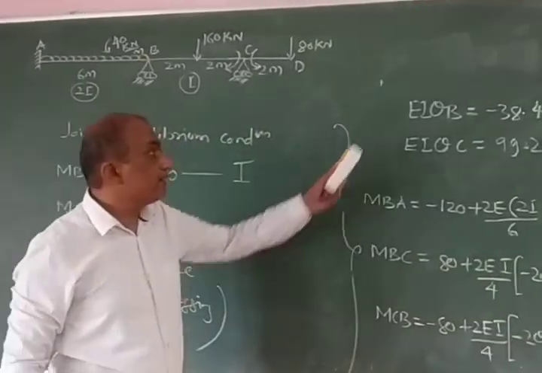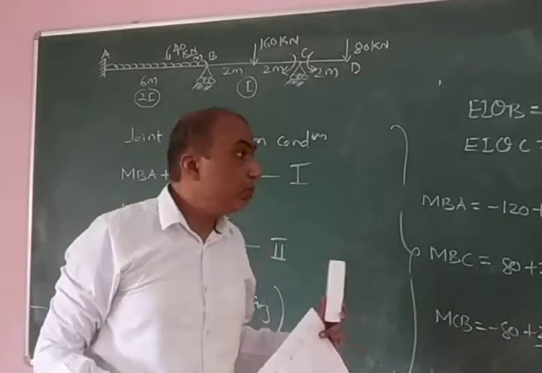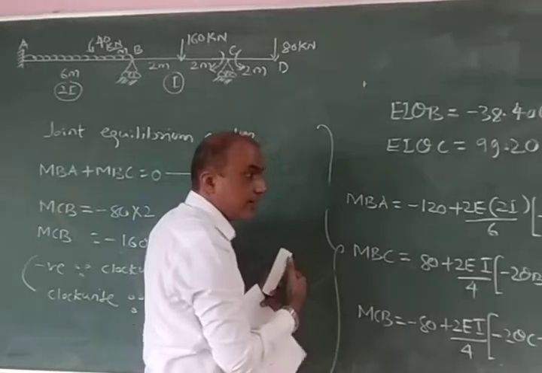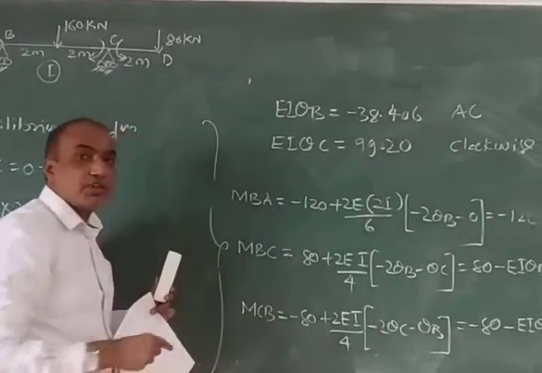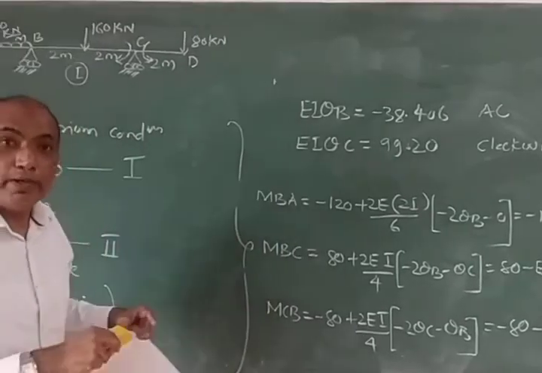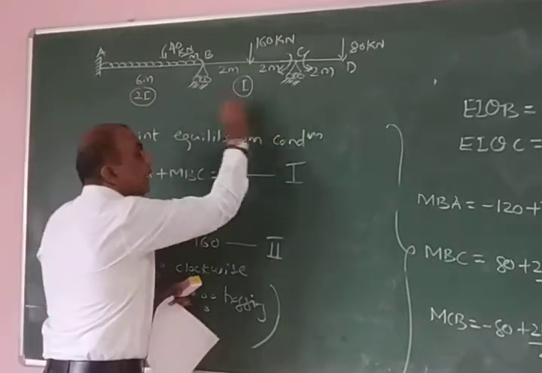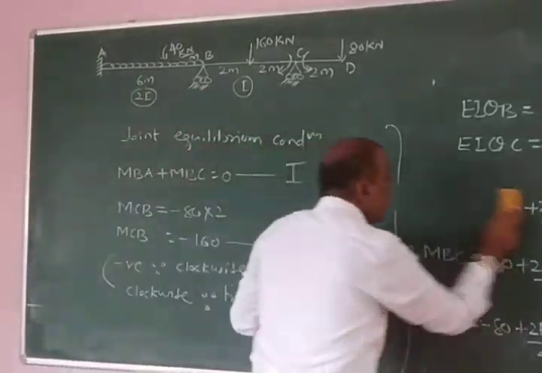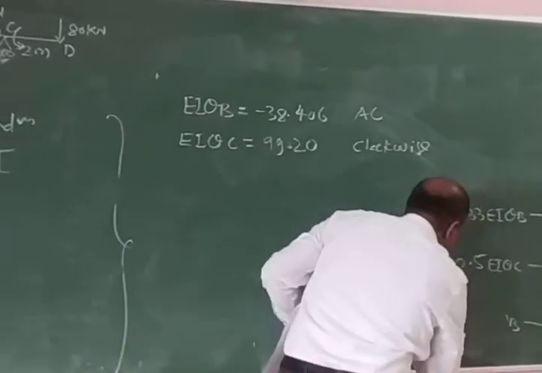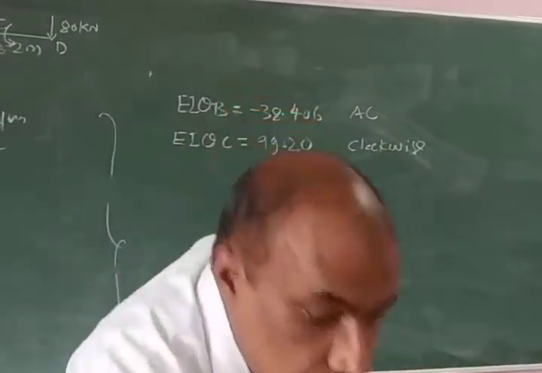Having obtained EI theta B and EI theta C, you have to go to these equations 1, 2, 3, 4. The second equation is here, one equation is not seen, it is already erased. So the second, third and fourth equations: substitute the values of EI theta B and EI theta C and get all the moments. What are the moments? MAB, MBA, MBC and MCD. If you substitute, you are going to get the values of these moments. I have already worked out these moments, so you can do the calculations and verify your answers using a calculator.